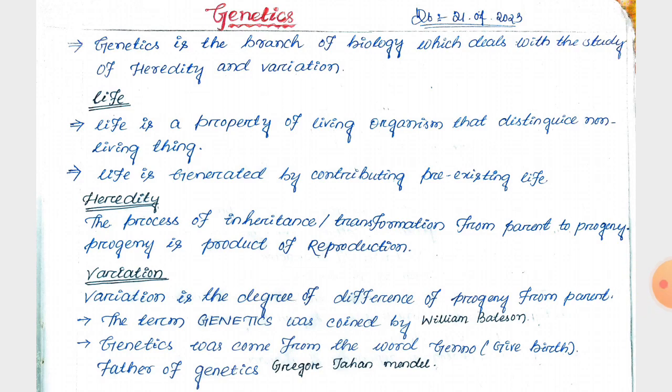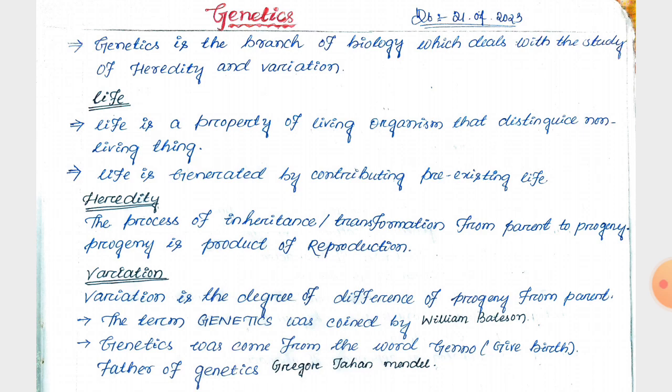Today I'm going to discuss the basic concepts of genetics and some important terms used in genetics. So let's start at the very beginning with what is genetics. Genetics is the branch of biology which deals with the study of heredity and variations. Genetics is used to explore the different characteristic features which are inherited from parent to offspring, how they get inherited, and what the degree of difference is. That's what we deal with in genetics.